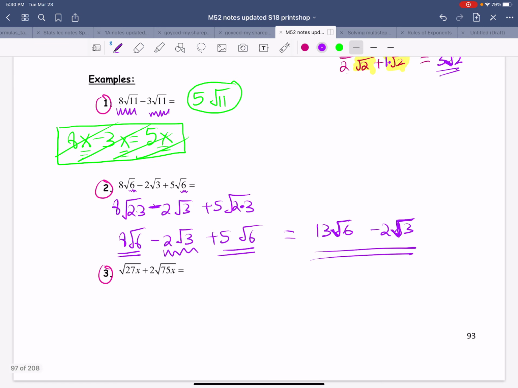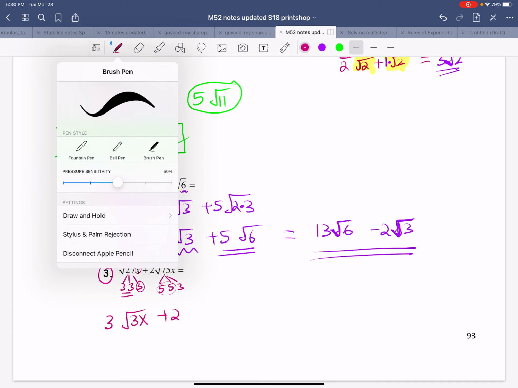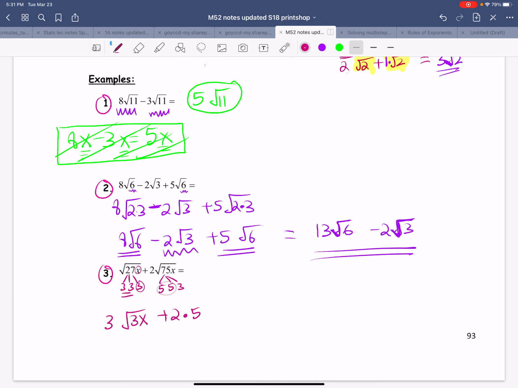Let's look at number 3. Square root of 27 plus 2 square root of 75x. All right. We can break 27 into 3 times 3 times 3, and I can pull a 3 out. Inside, I'd be left with a 3 and an x. Plus 2, 75 can be broken into 5 times 5 times 3. So there's 2 5s inside. 1 5 can be pulled out. And 3x is left inside.